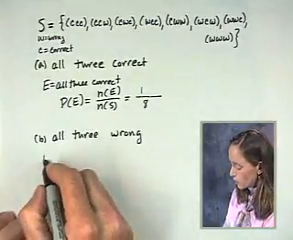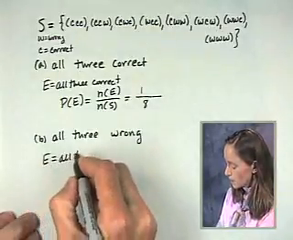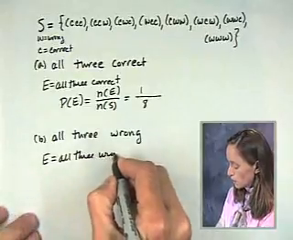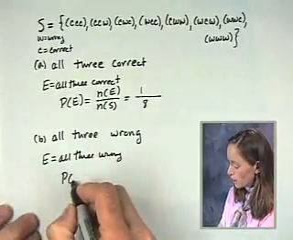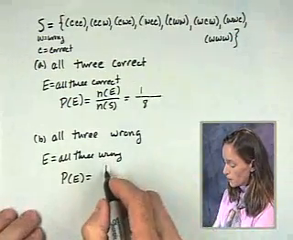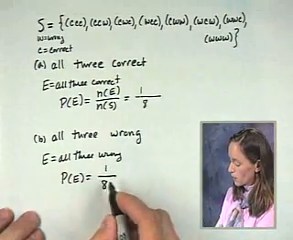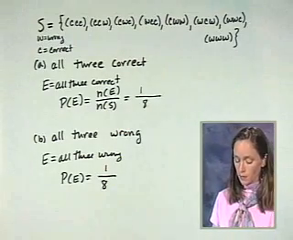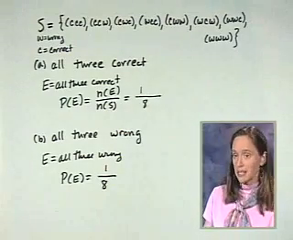Well, all 3 wrong. That event is as listed, all 3 wrong. And the probability, again, is the number of things in that event, 1, divided by the number of things in the sample space. Let's move on to part C.